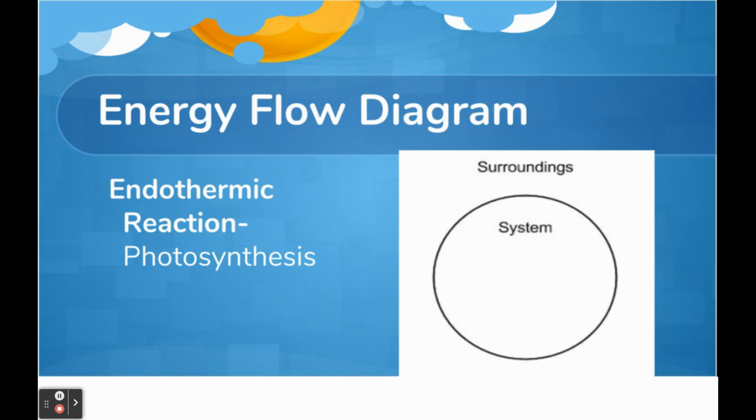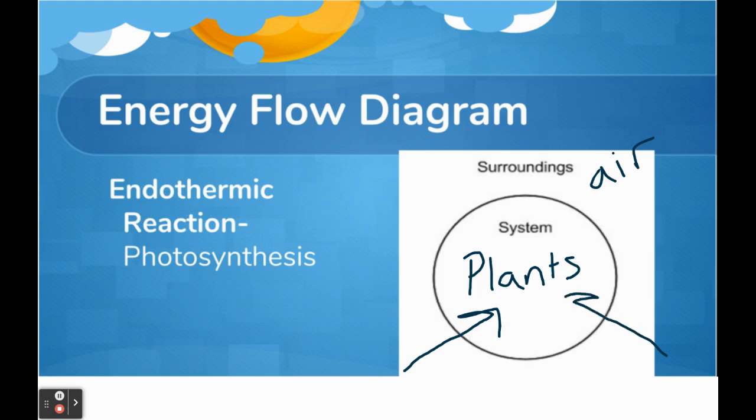So our first endothermic reaction example is photosynthesis. Photosynthesis is something that requires energy to happen. So our system we want to label will be the plants doing photosynthesis, and the surroundings will be the air around the plants. Since photosynthesis is an endothermic reaction, that means it absorbs energy. So we show that by drawing arrows from the surroundings to the system, showing that the plants are absorbing energy from their surroundings to perform photosynthesis. And the last thing you will have to do is label the reaction as endothermic.